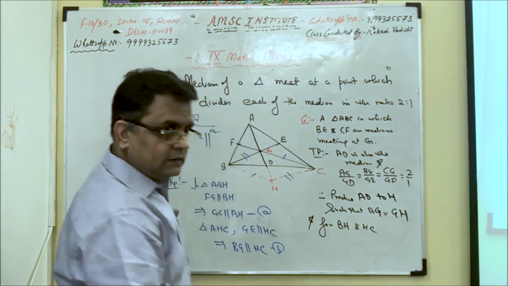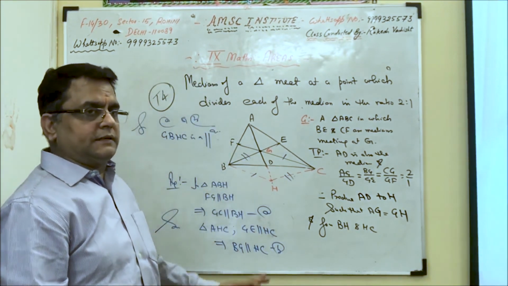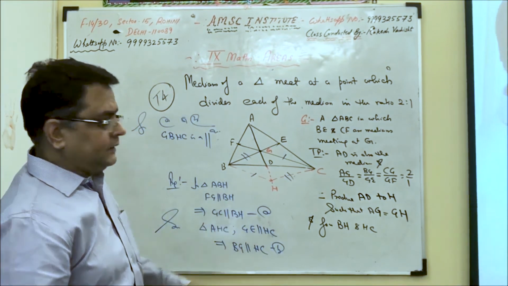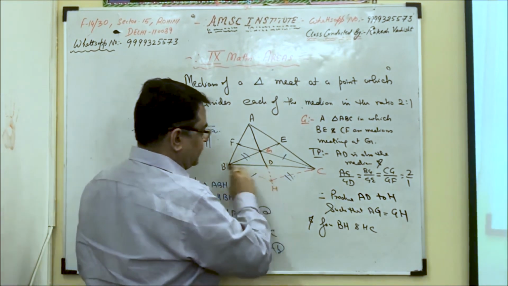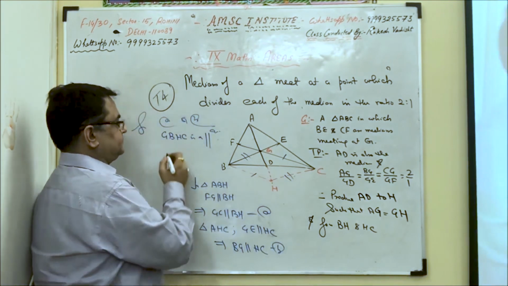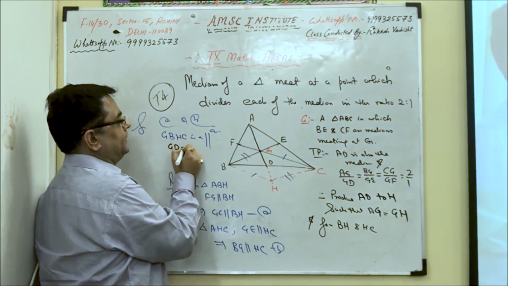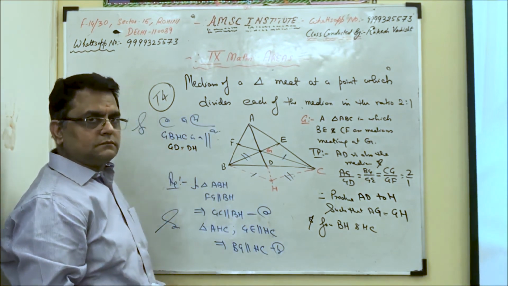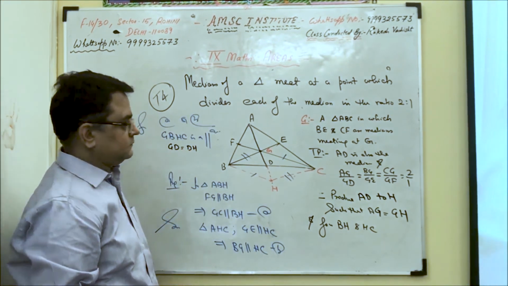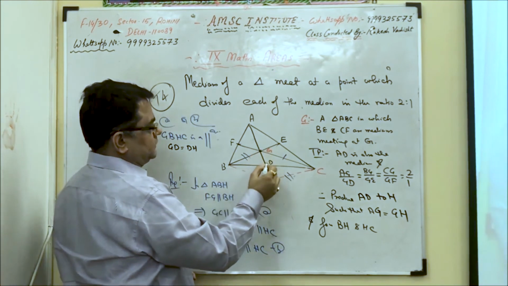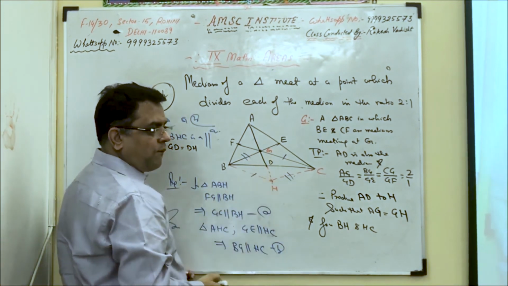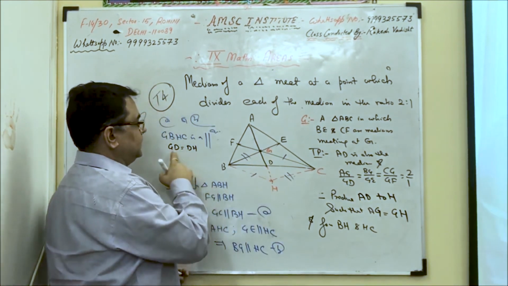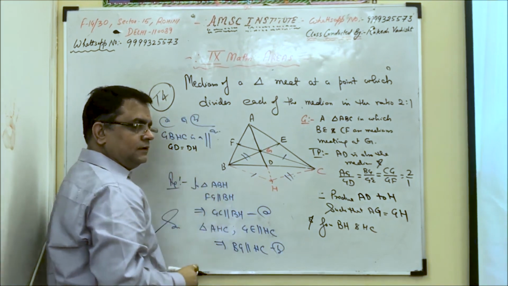क्या ये बात क्लियर है? क्या यहाँ तक आपको समझ में आ गया? How does it make this a parallelogram? And the moment it happens, the diagonals of a parallelogram bisect each other. So GD is equal to DH. Is that clear? This equal to this. ये दोनों साइड इक्वल हो गई.